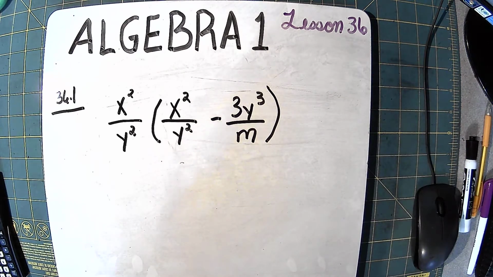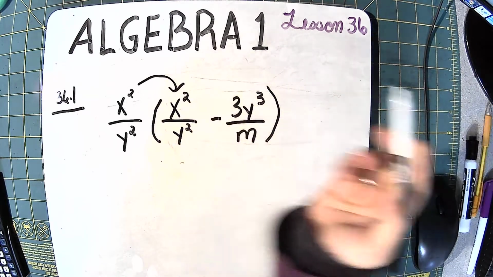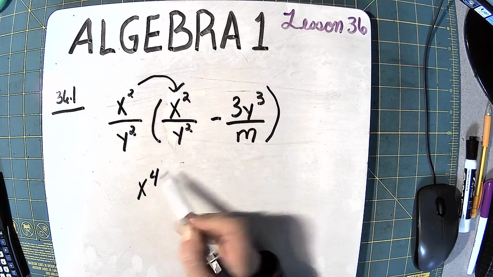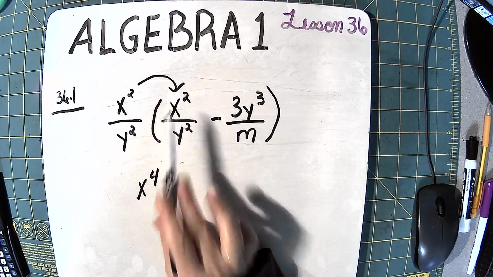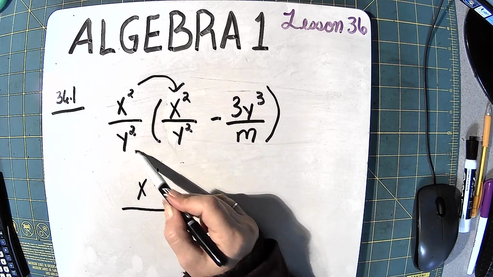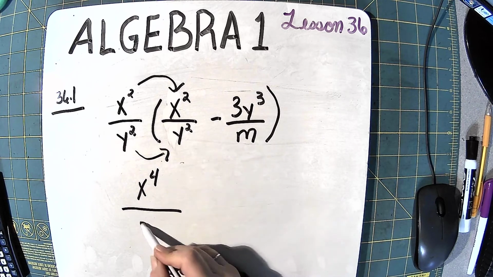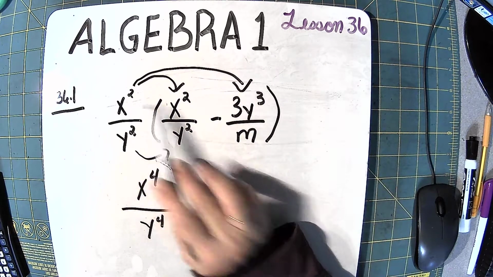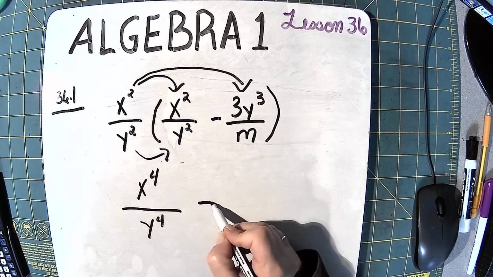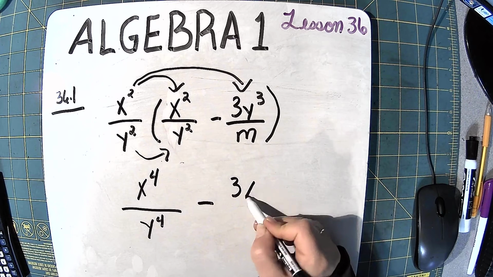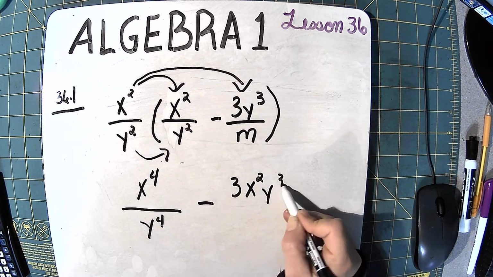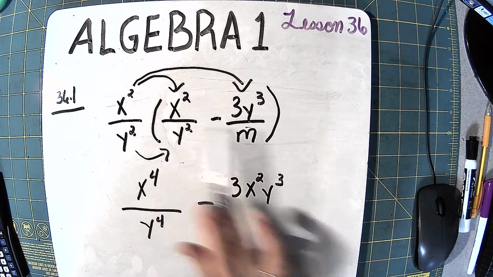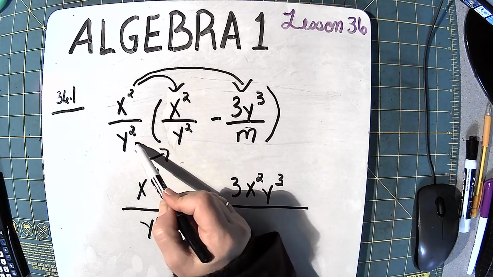Okay, so we're going to distribute right here, so we're just rainbowing. X squared times x squared would be x to the fourth. Remember, when we're multiplying exponents, we add them. And on the bottom, we have y squared times y squared, which will be y to the fourth. Then we're going to go over to this one. X squared times negative 3y, that'll be negative 3x squared y to the third. We don't have any x's to put with this x, and we don't have any y's to put together, so we just write them down.